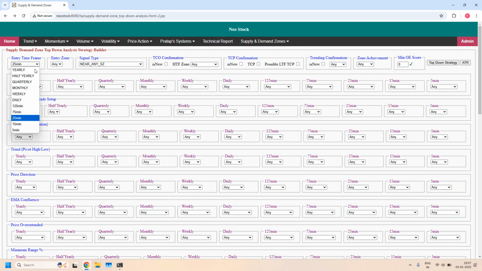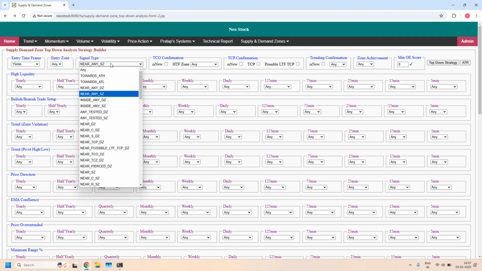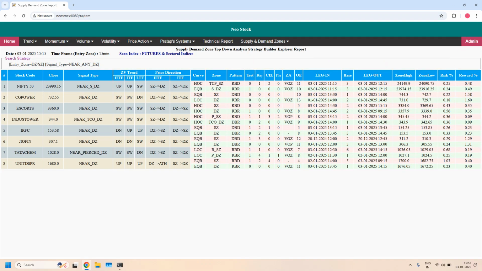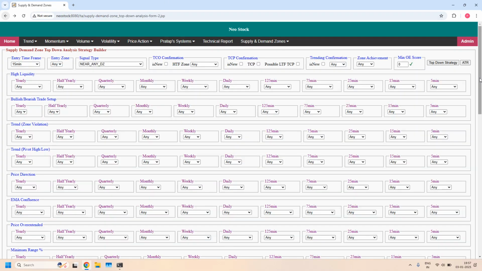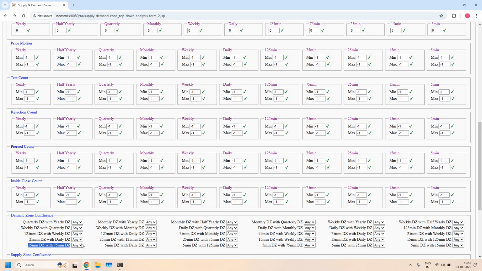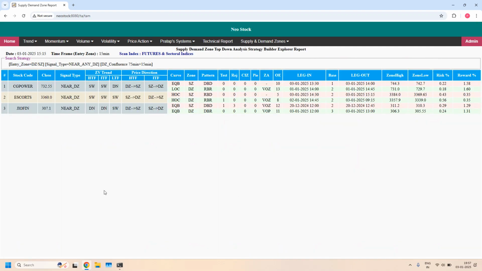Okay, next time frame is 15 minutes. Stocks near 15 minutes demand zone. 8 stocks are filtered. We can further filter based on ITF confluence. That is 15 minutes and 75 minutes demand zone confluence. I am enabling the filter. Now the list has come down to 3 stocks. These 15 minute zones are part of the 75 minute zone.